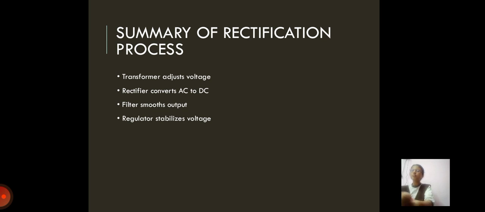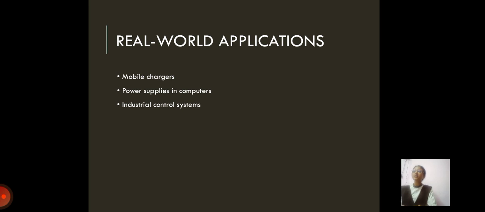DC rectification is used in many day-to-day applications everywhere, from mobile chargers, computers, laptops, and everything depends on rectification, because electronic devices all depend on this process. From smaller applications to larger applications, they depend on this. Understanding this process helps us design better, safer and more efficient electronics. This is the overall view of the rectification process.